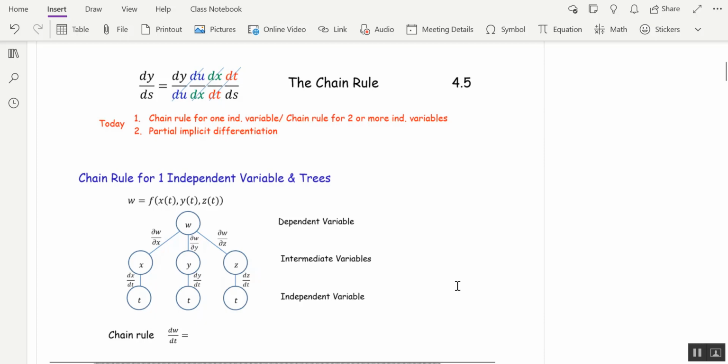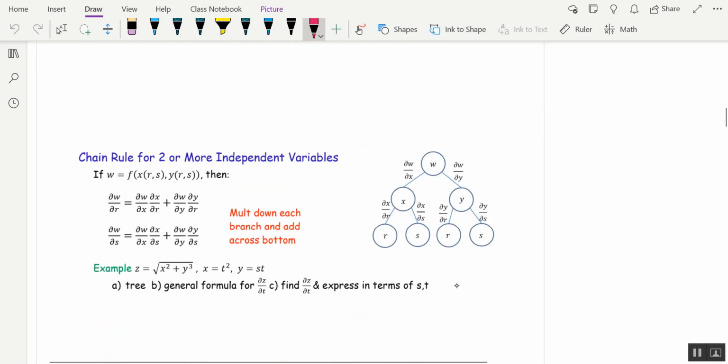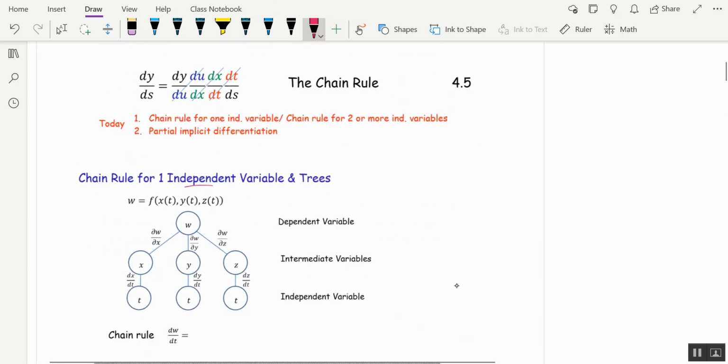Today we're going to talk about the chain rule for functions of more than one variable. And I've broken it up into two parts: a single independent variable, and then down here, two or more independent variables. So let's start with a single independent variable.